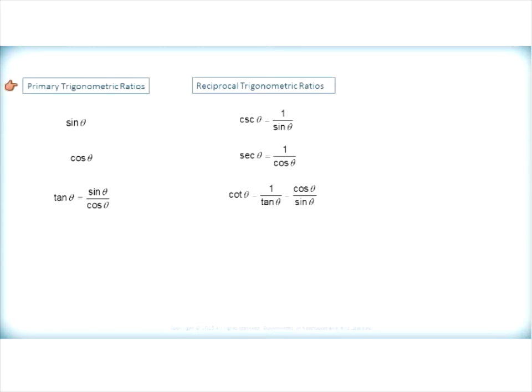Okay, I want to recall the primary trig ratios. The primary trig ratios are sine theta, cosine theta, and tan theta. You should also remember that tan theta is equal to sine theta over cosine theta. We also have the reciprocal trig ratios, which are cosecant theta. Cosecant is the reciprocal of sine, so it's 1 over sine. Secant is the reciprocal of cosine, or 1 over cosine. And cotan, which is the reciprocal of tan, can be written as cosine over sine. You need to memorize and know your reciprocal trig ratios, and also you need to know that tan is equal to sine over cosine.